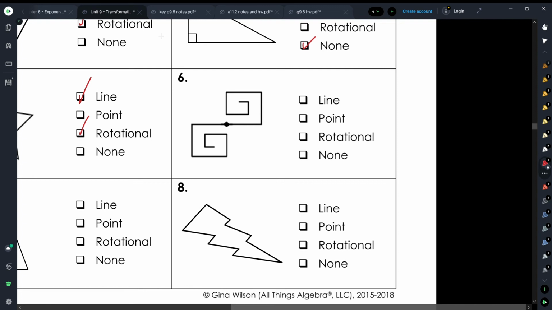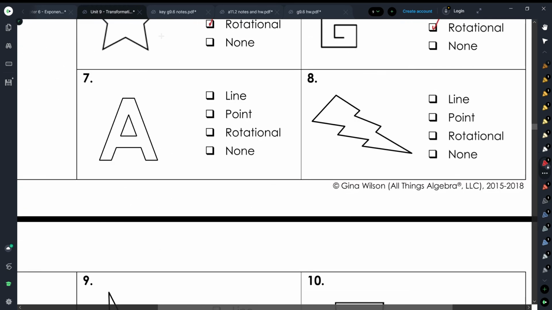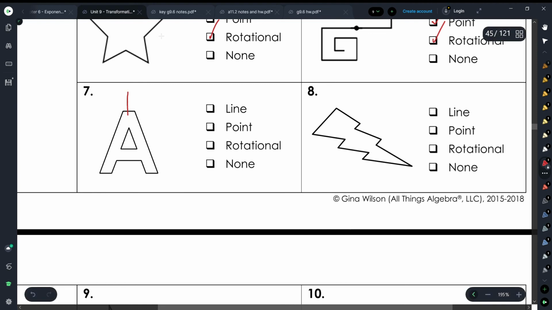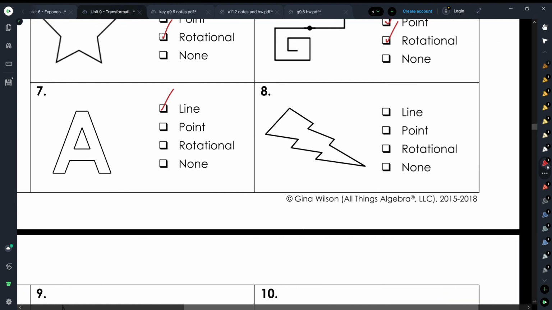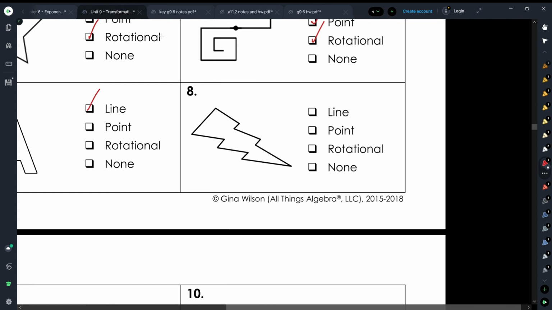No line symmetry here. There is point symmetry. That means there has to be rotational symmetry. Line symmetry, not point symmetry, and not rotational symmetry, just line. Nope, no line symmetry, I don't believe. I don't think it has anything. I think it's a none.